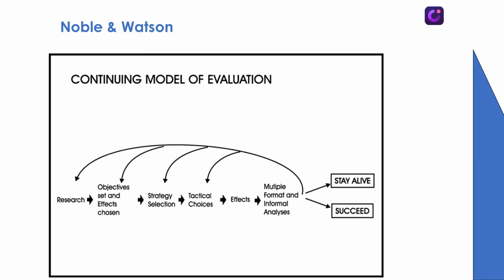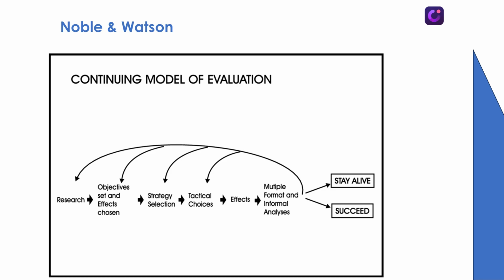And then it ends in either staying alive or succeeding. Staying alive means that after the analysis, you have to take a decision as to how you're going to stay alive. When we say stay alive, we mean you're going to keep being relevant during the whole process or campaign. And the succeed option is when you finally conclude the campaign or activity and ask yourself, have I succeeded?